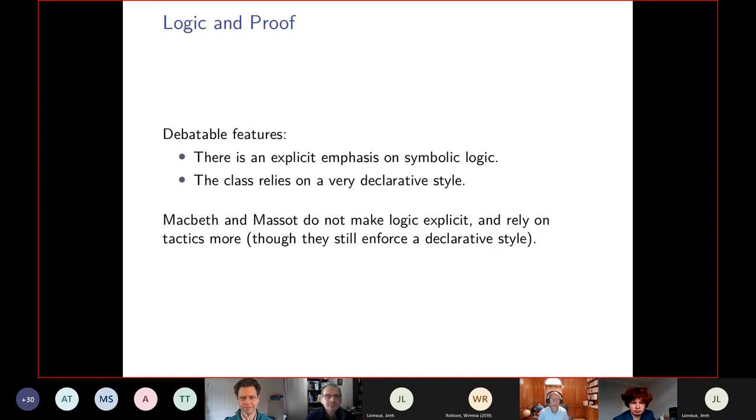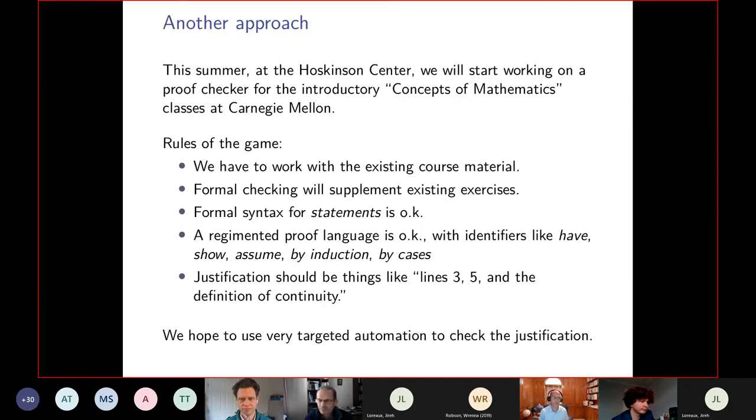Okay, so I'm running low on time. Let me mention that specific features of the course that you might decide not to adhere to is that the course does have this explicit emphasis on symbolic logic, and you could do away with that. You can just say, look, I want to focus on mathematics. And the other thing is that the way of writing proofs is more of a declarative style than a tactic style, and I think that there are pluses and minuses, but you could reasonably not do that.